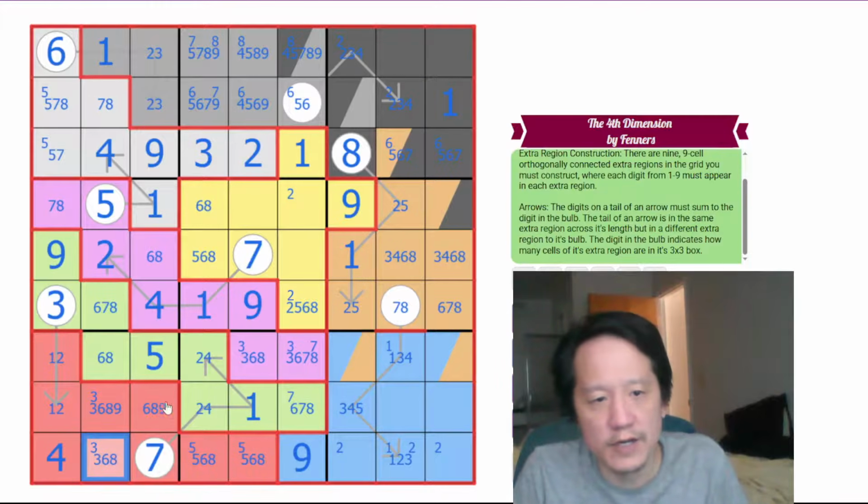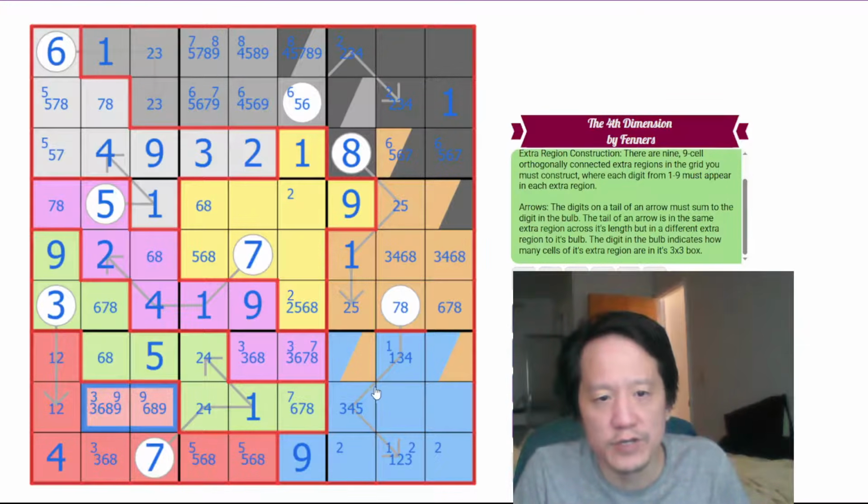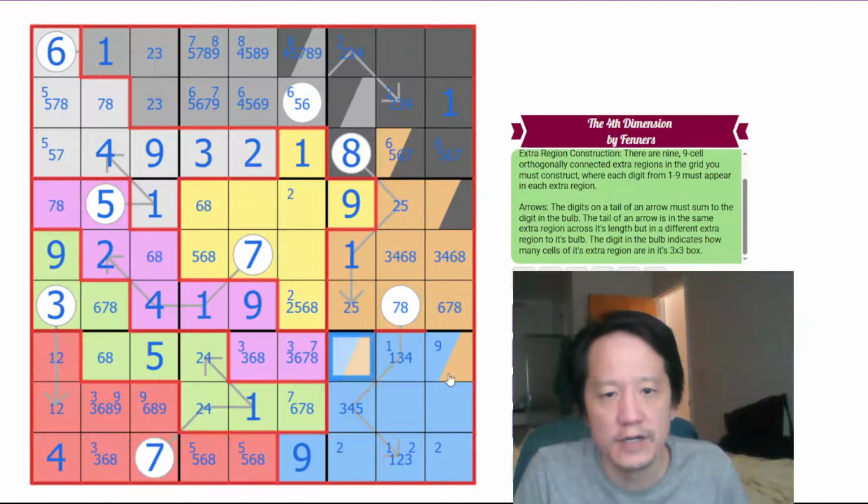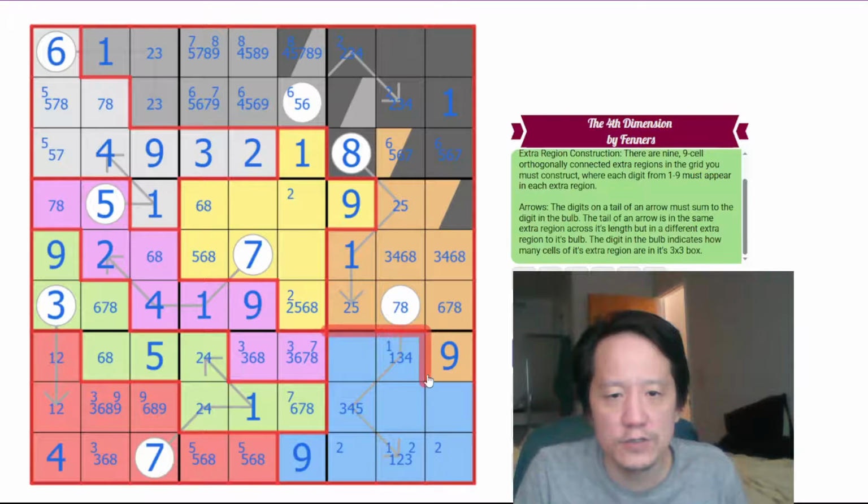This can't be 9 anymore, which forces one of these two to be 9. So one of these two here is a 9, and this can't be 9. Therefore, the 9 has to be here. It cannot be blue. It must be orange then, which means this can't be orange for the remaining digit. So this is all blue. One of these is 1.